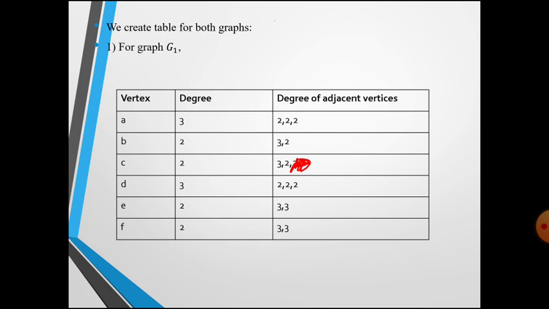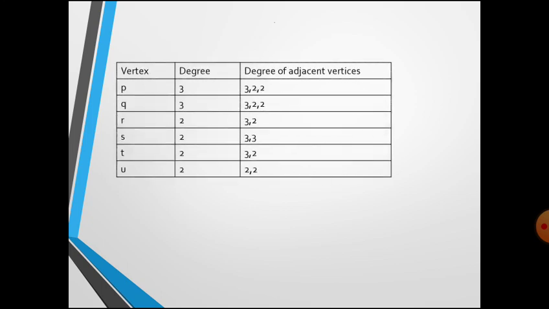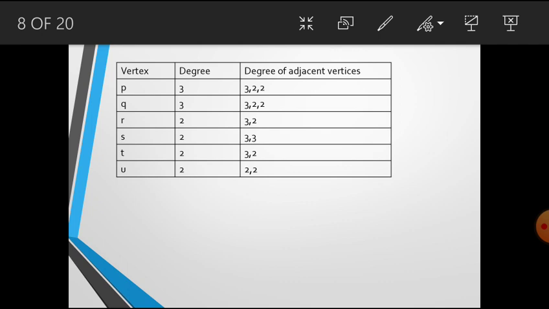Now next we see the same table for the next graph G2. For that purpose, we construct a table for graph G2, with the degrees of vertices P, Q, R, S, T, U and the degrees of their adjacent vertices. Now look at both tables, and we have to check that the degree and the degree sequences of adjacent vertices are the same for the one-to-one correspondence.